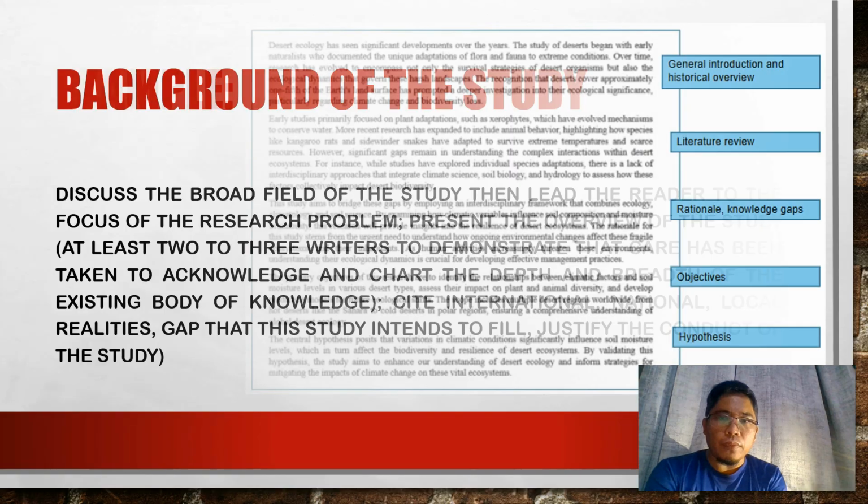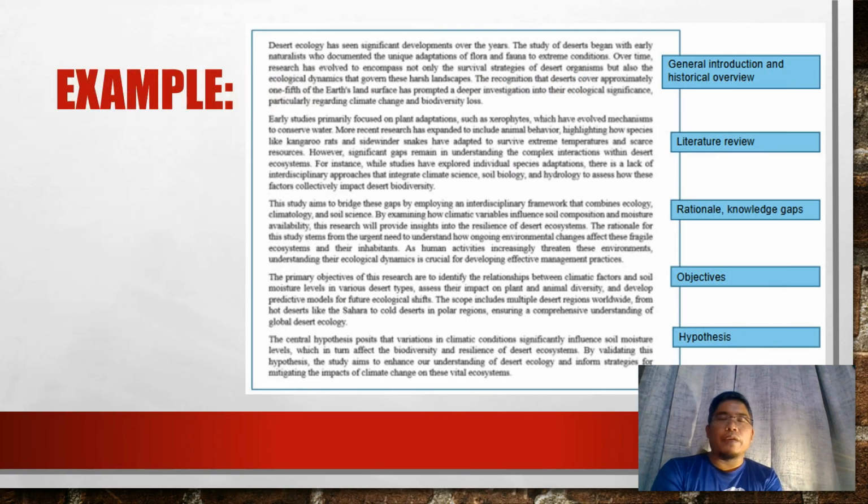Example here, if you're going to write the background of the study, start with the general overview or the general introduction and historical overview. Then go from general to specific, including the literature review, rationale or knowledge gaps, objectives, and hypothesis. And that composes the background of the study.